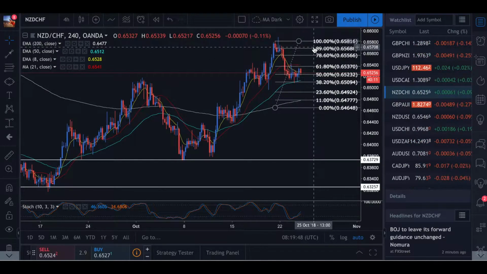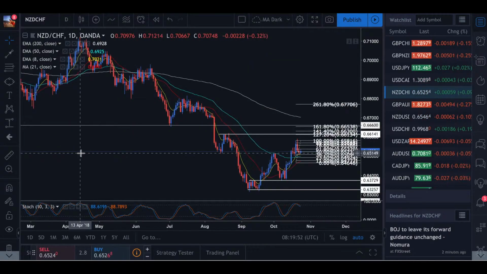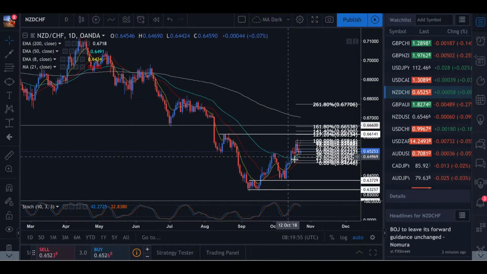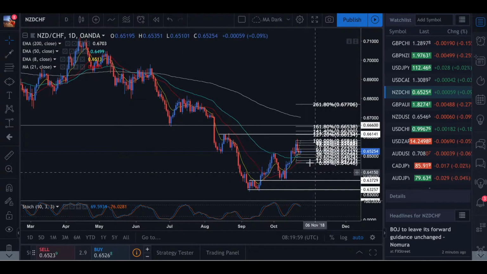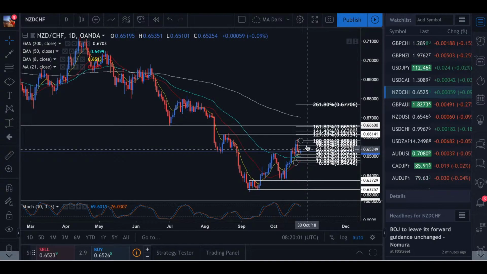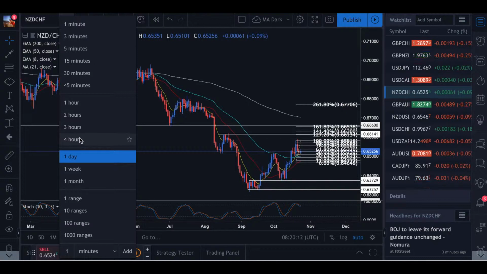If we look on the daily time frame, you can see that we've actually broken. We had our retest. This could be the move to the upside to this resistance level here. So again, it's all just different probabilities on looking at the market and all aspects of it.